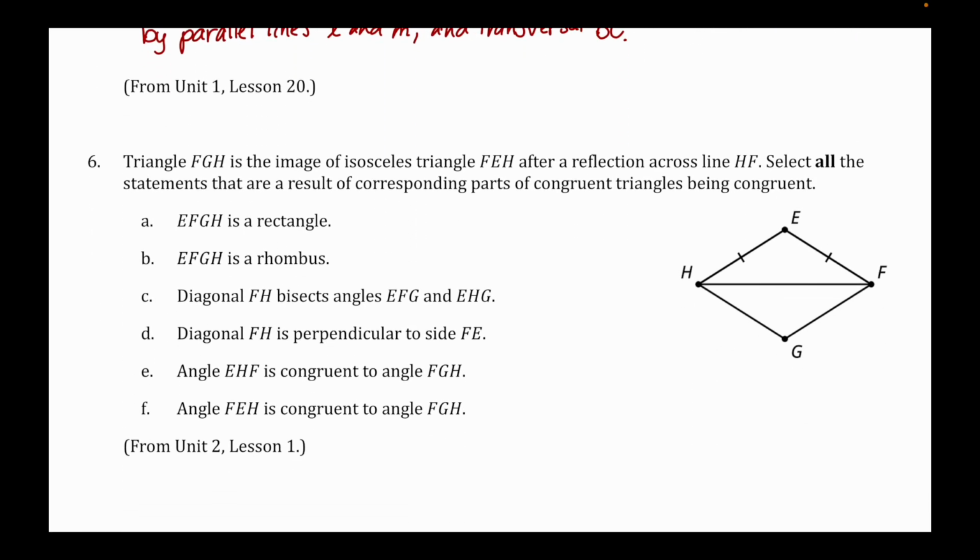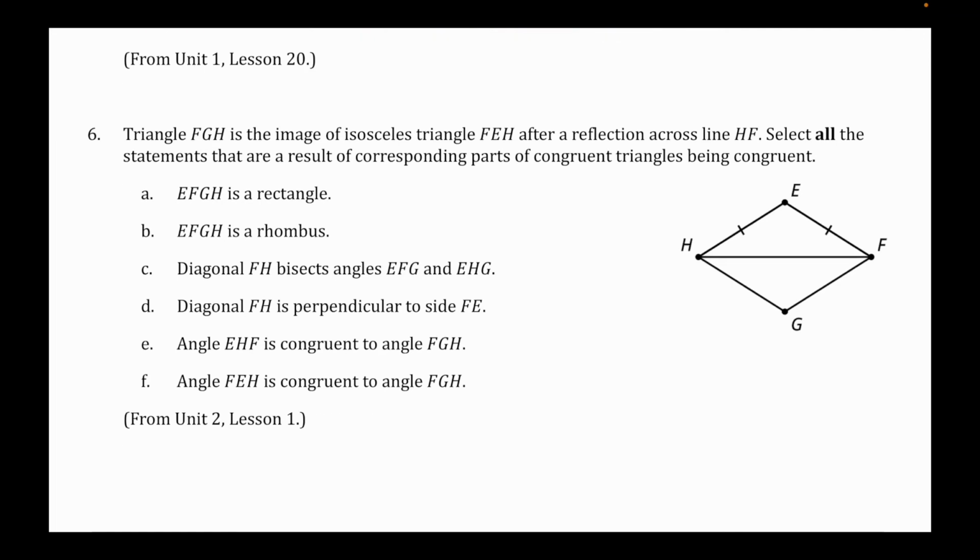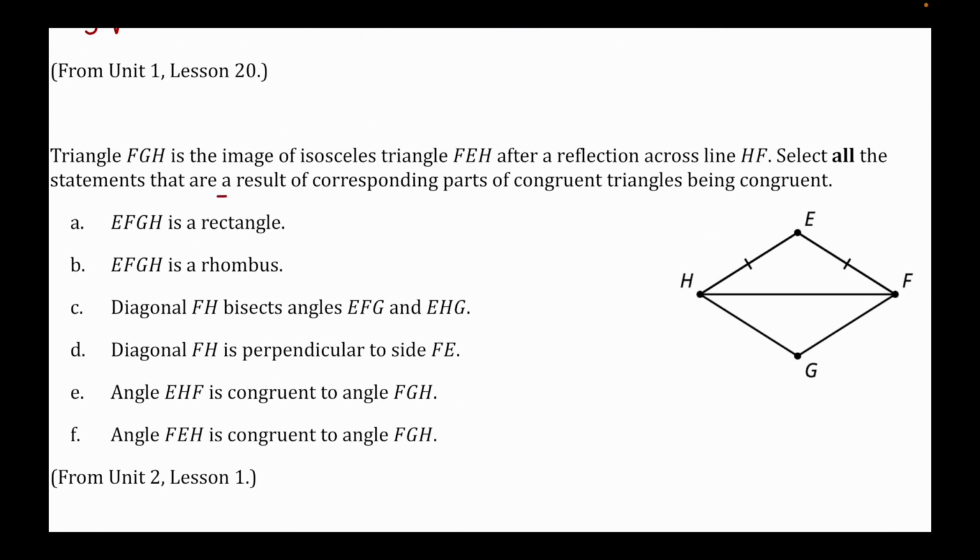Moving on to question 6. So triangle FGH is the image of isosceles triangle FEH across line HF. We want to select all statements that are a result of corresponding parts of congruent triangles being congruent. So not necessarily all things that are true, but that are a result of CPCTC. So we always want to be careful with what we're actually looking at here.